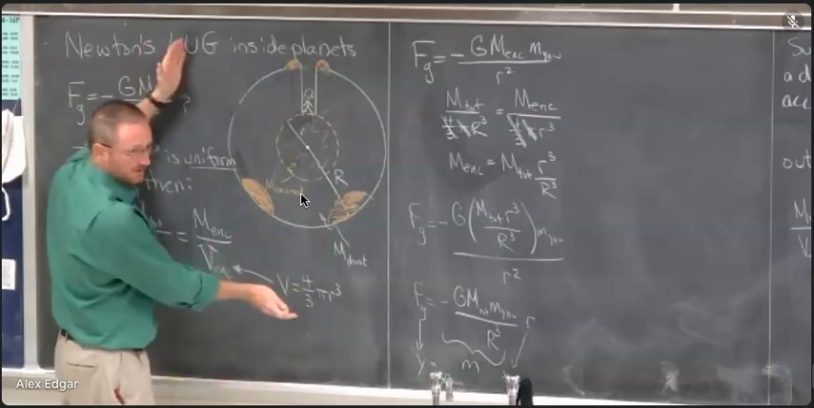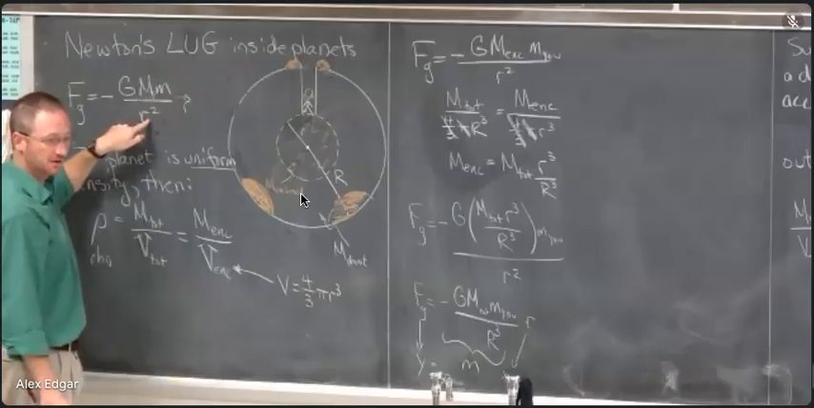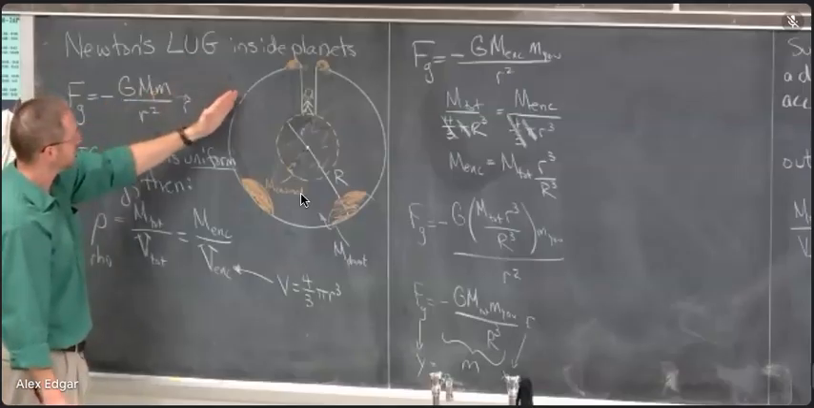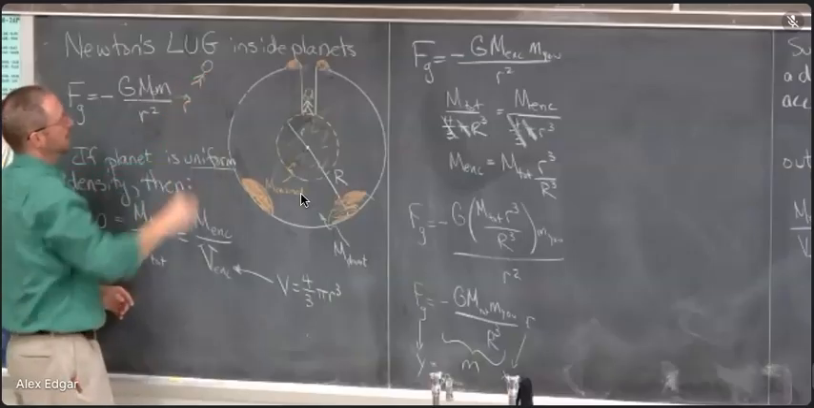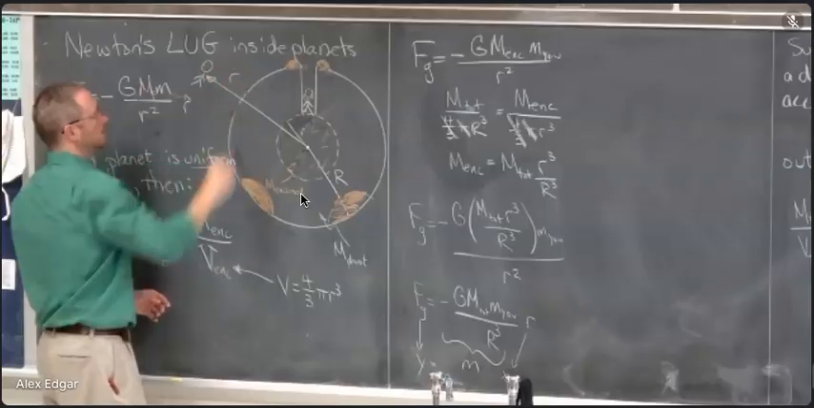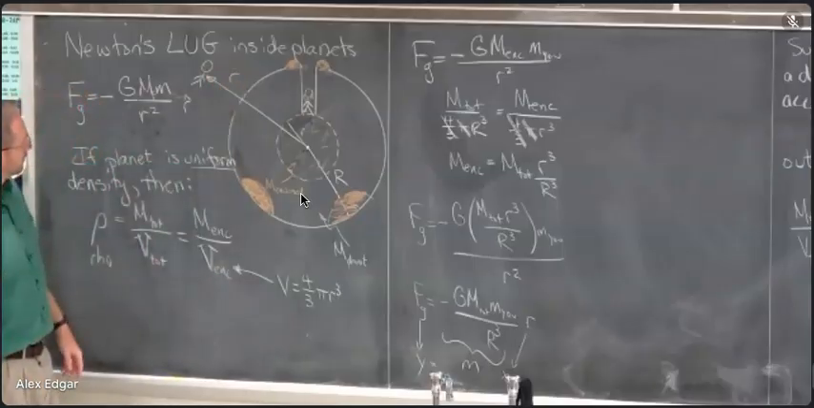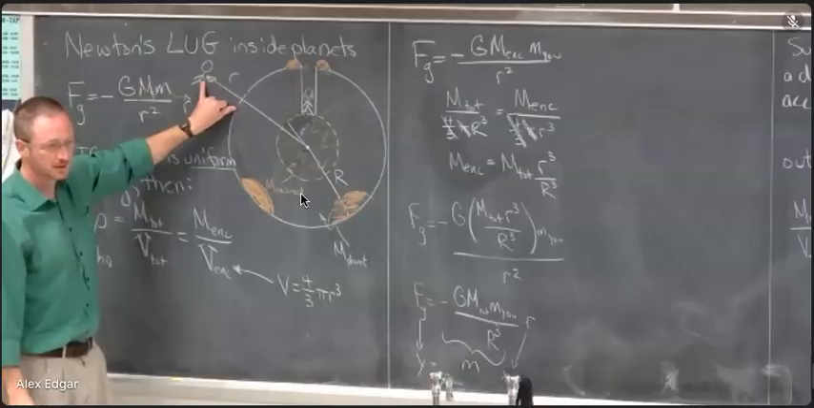If I move away from the center of the planet, I'm increasing the distance from the planet's center, but I'm not including any extra mass because there's nothing out here. So if I become an astronaut floating up here in the space station, at a distance, we'll still use r, from the center of the planet, all of this up here is empty space. There's nothing here.